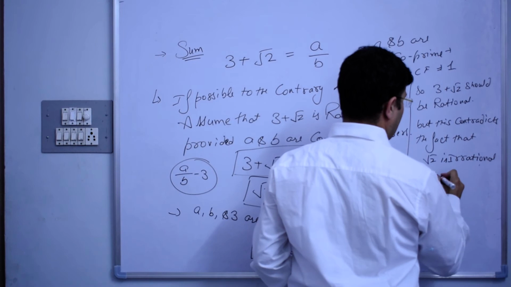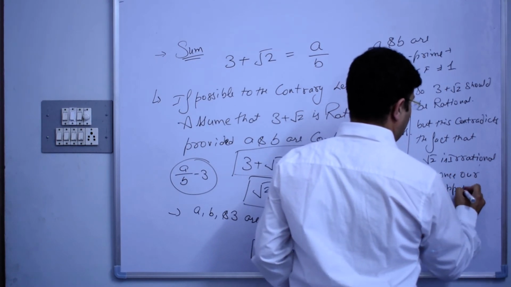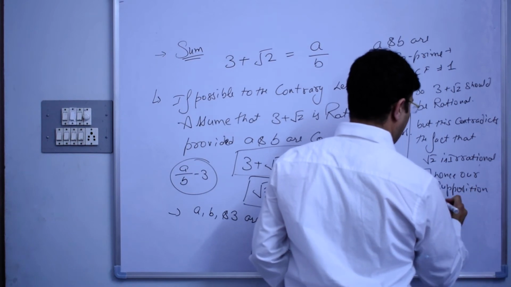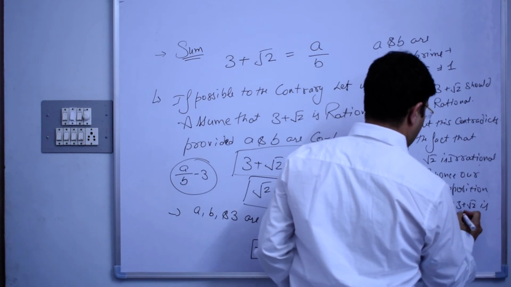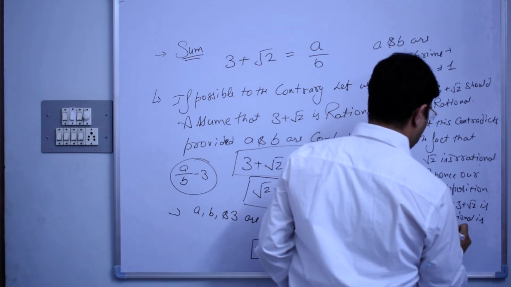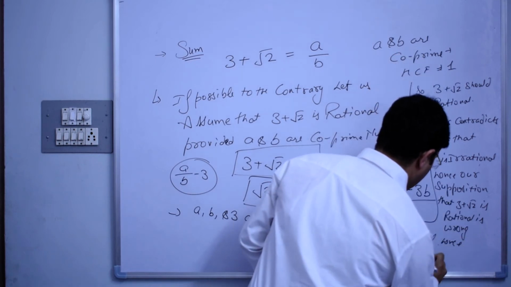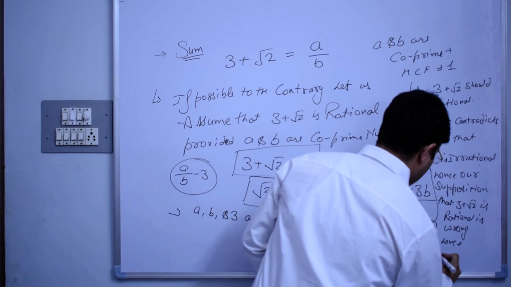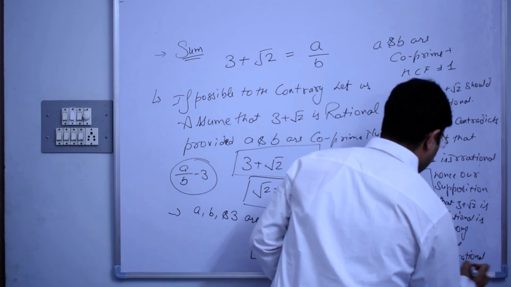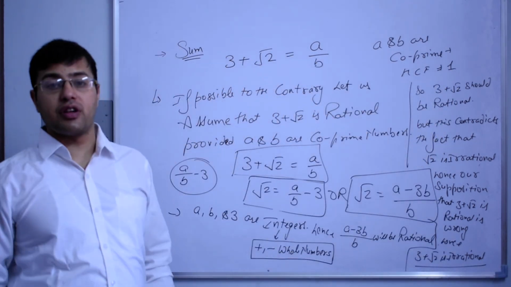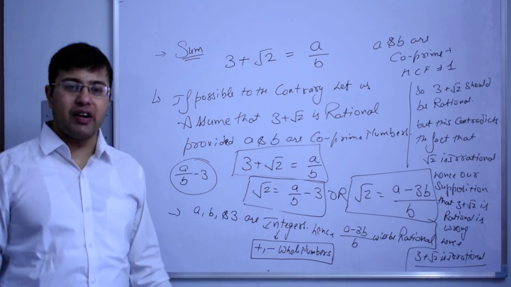Root 2 is irrational, hence our supposition that 3 plus root 2 is rational is wrong. Hence 3 plus root 2 is irrational. So this is one of the other methods of proving a number as irrational when a mathematical operator, that is plus, minus, multiply or divide, is given to you.